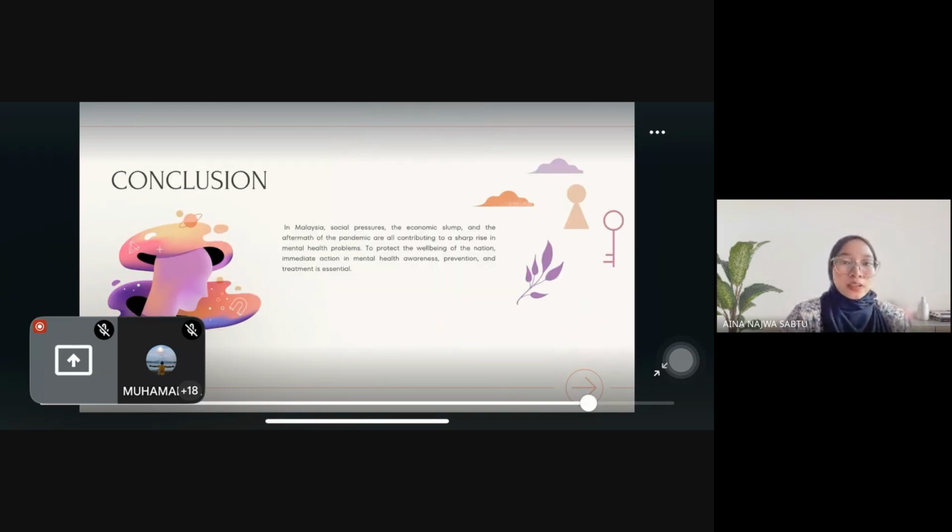In conclusion, mental health issues in Malaysia are on the rise, with anxiety and depression being the most common disorders. The data reflects the deep social and emotional impact of the pandemic, economic challenges, and societal pressures. To address this growing crisis, it is crucial for the government and healthcare systems to invest in mental health awareness, early diagnosis, and accessible treatment programs. With proper intervention, we can reduce stigma and support a healthier future for all Malaysians. That's all from our group.